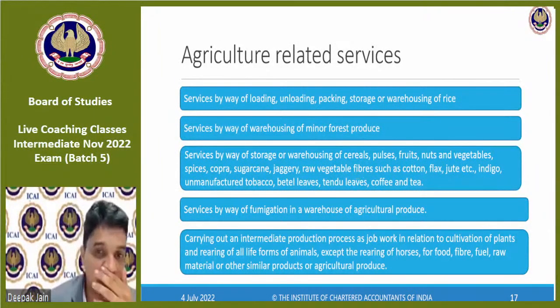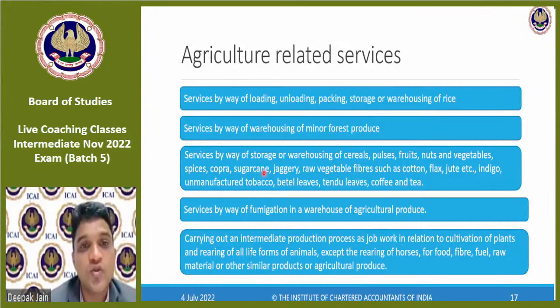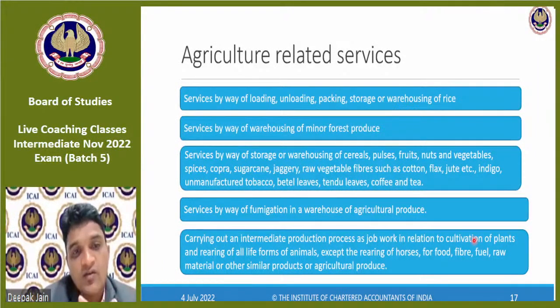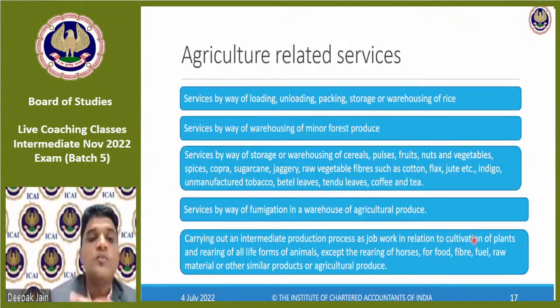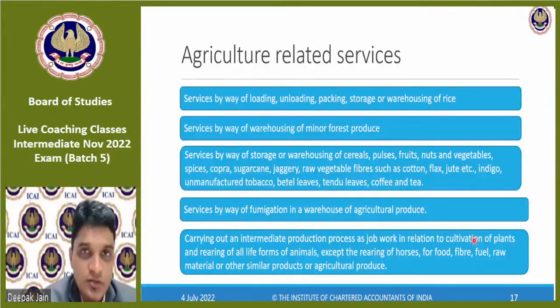ठीक है, उसके अलावा स्पाइसेस है, कोपरा है, शुगर केन है, जैगरी है, रॉ वेजिटेबल फाइबर such as कॉटन, फ्लैक्स, जूट, इंडिगो, अनमैन्युफैक्चर्ड टोबैको, जो रॉ टोबैको होता है, बीटल लीव्स, तेंदू लीव्स, कॉफी एंड टी, उसके वेयरहाउसिंग पे भी एग्जेम्पशन मिलता है. Then services by way of fumigation in a warehouse of agriculture produce.